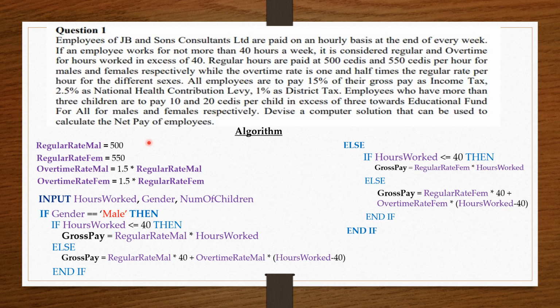Employees of JV & Sons Consultant Limited are paid on an hourly basis at the end of every week. If an employee works for no more than 40 hours a week, it is considered regular, and overtime for hours worked in excess of 40. Regular hours are paid at 500 cedis and 550 cedis per hour for males and females respectively, while the overtime rate is 1.5 times the regular rate per hour for the different sexes.